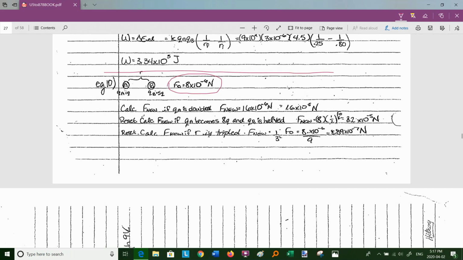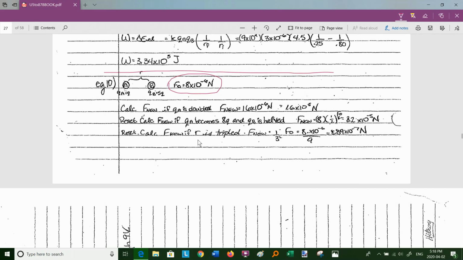I can reset and calculate the new force if QA becomes 8Q, so that's 8 times, and QB is half, so it would go from 5Q to 2.5Q. It's half because of QB, but QA goes up 8 times, so 8 times a half is 4. So 4 times 8, 32 by 10 to the minus 6, or 3.2 by 10 to the minus 5. So you have to look at every word there, right?